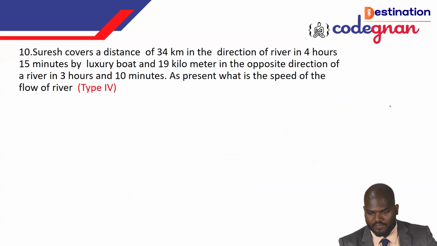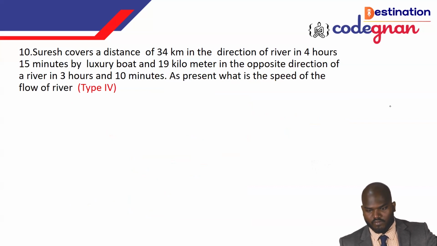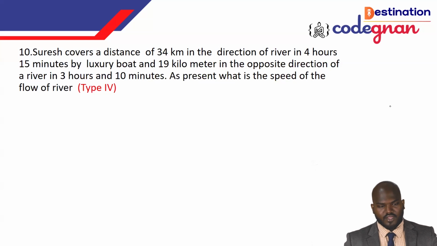Going to the question, it says that the student covers a distance of 34 kilometers in the direction of the river in 4 hours 15 minutes by luxury boat, and 19 kilometers in the opposite direction of the river in 3 hours 10 minutes. What is the speed of the flow of the river at present? They have given very indirect data. You need to convert it. If you have a calculator, you can do it very easily. If you are doing it manually, you need to break it down.